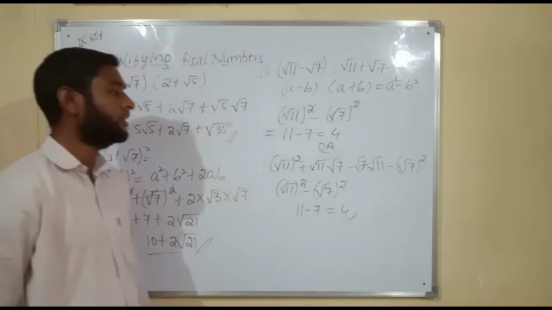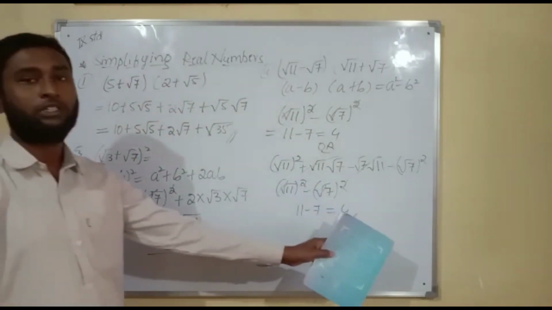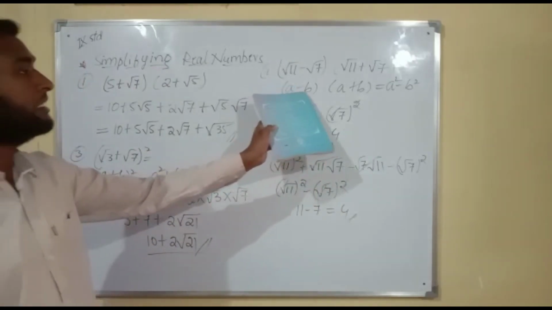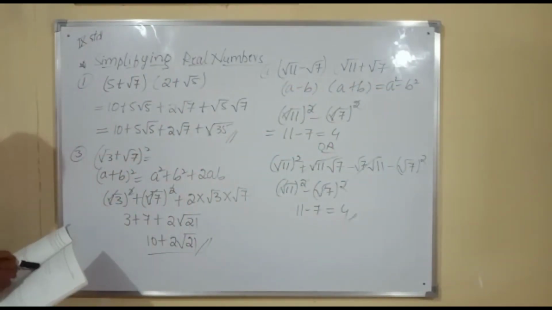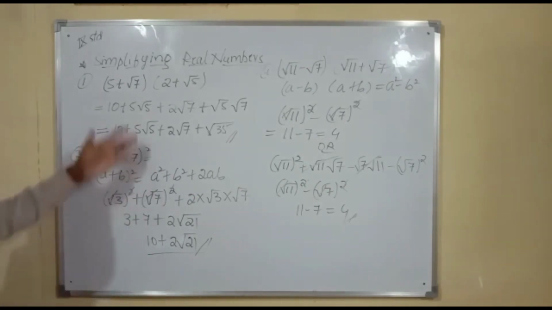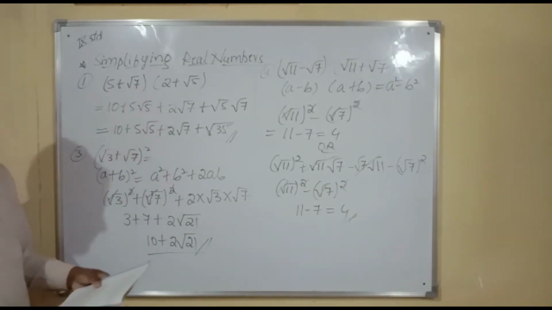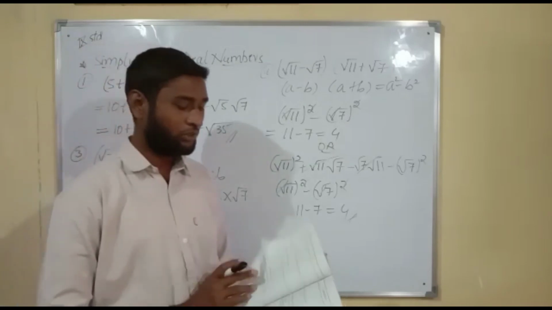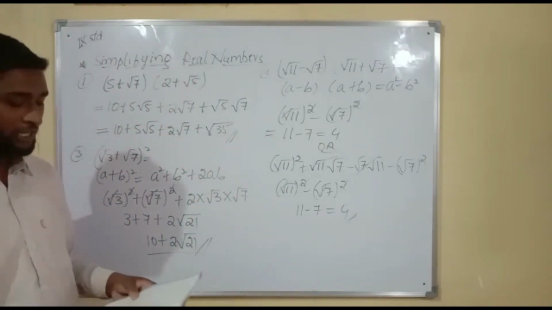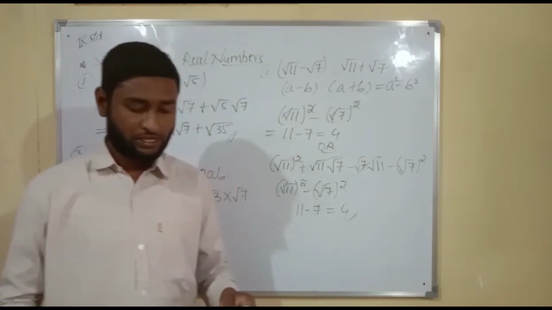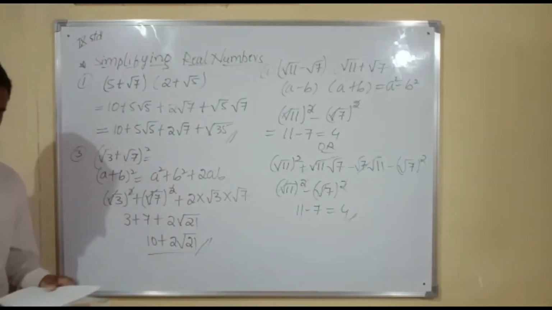You can go for the general multiplication or you can go with the help of the standard identity. This is the way how to simplify the given real numbers. In the next class we are going to deal with how to rationalize the real numbers. After that we'll go for the exercise in that.